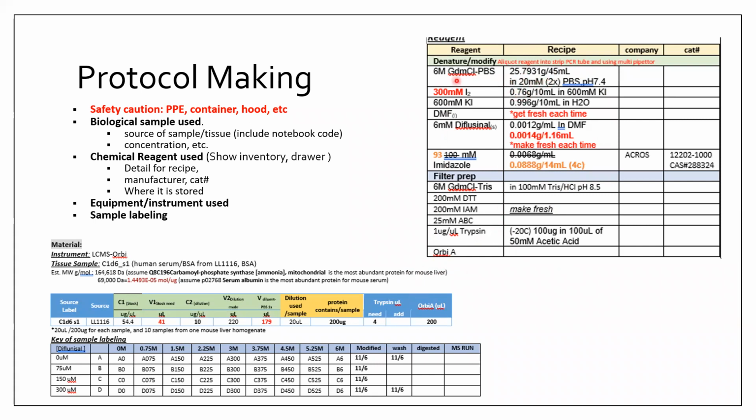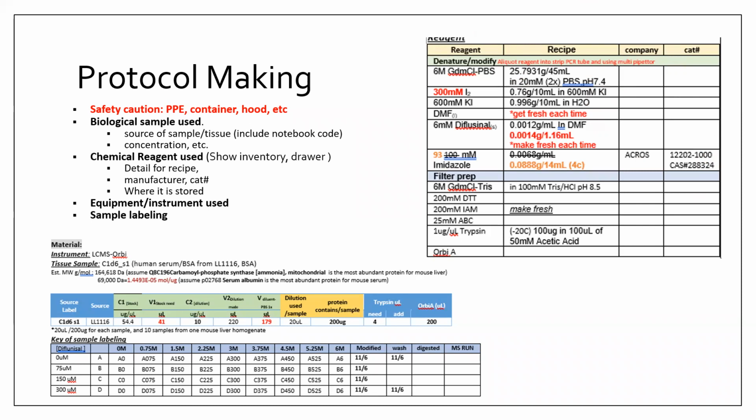So here for the guanidine PBS, it tells you how much guanidine you're going to dissolve in this 45 ml of solvent, and what solvent you're going to use. So make sure you have a recipe, and that really makes your life a lot easier. If you want to, you can even write down the calculation steps, how you get to your end concentration here. If somebody later wants to learn how you got to this conclusion, they have the idea.